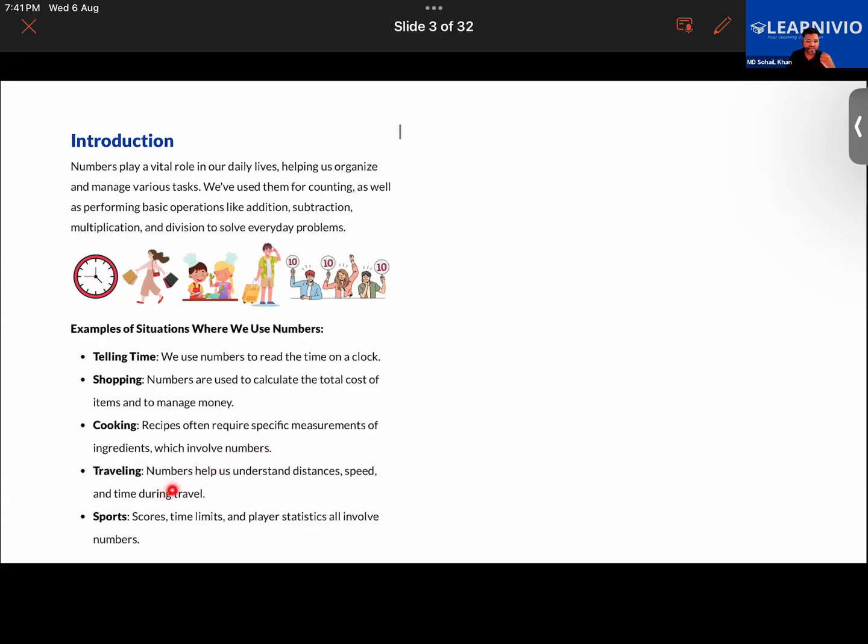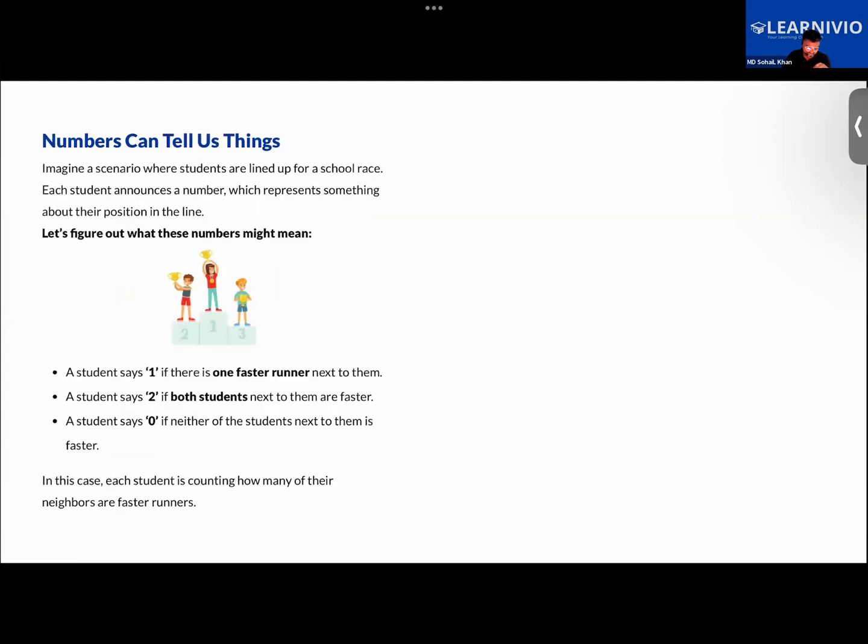Even in traveling, numbers help us to understand the difference between two cities, like the distance between the airport and your home. Even in sports, numbers help us in calculating the score and the time limit. In certain sports, there's a time limit under which the event has to be completed. So in everyday life situations, numbers are very much helpful. Also, we have used numbers for counting as well as for performing basic operations like addition, subtraction, multiplication, division, and so on. So numbers can tell us different things.